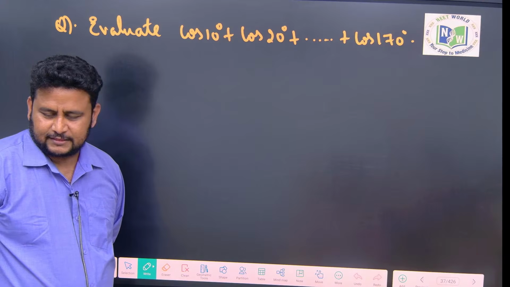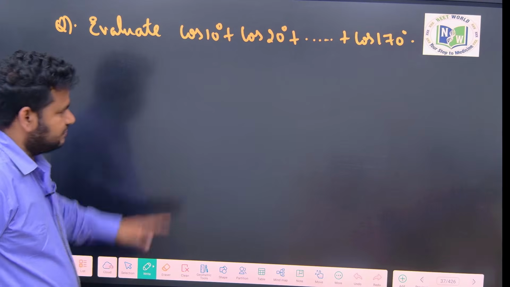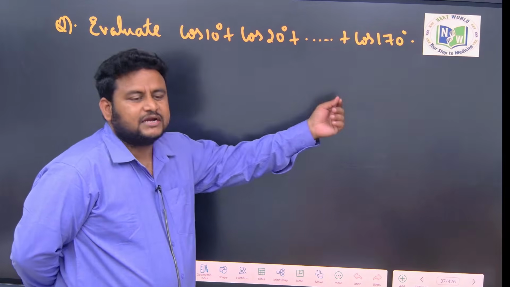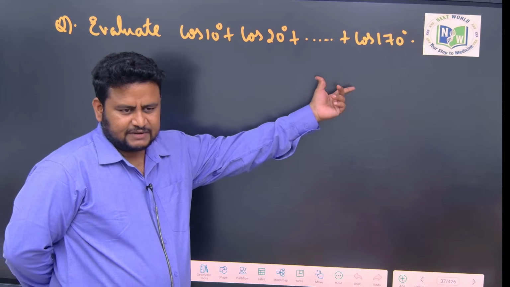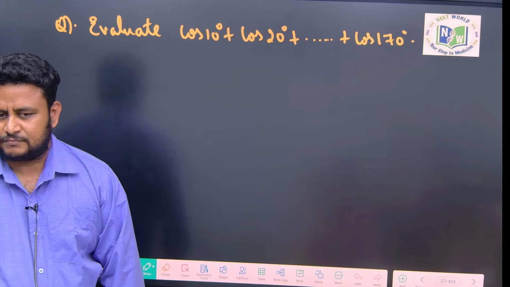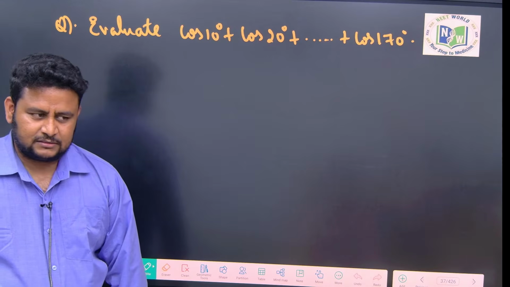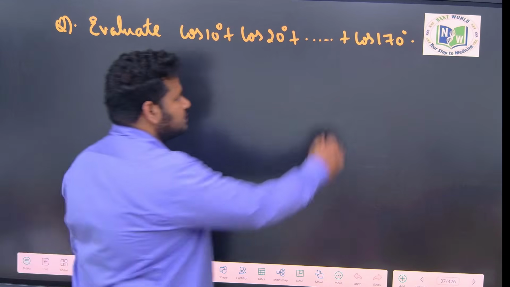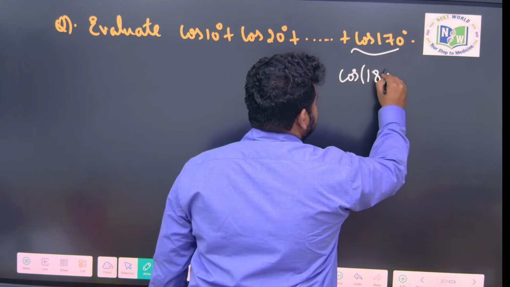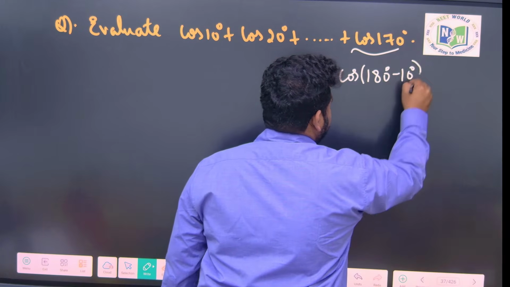Series. Think. So let us solve. See here, cos 10 degree is given, cos 170 is given. For me, I have to look at the bigger value. Okay, the bigger value is what? 170. So 170 degree can be written as what? 180 minus 10. So that is 180 minus theta. So cos 170 can be written as cos of 180 minus 10 degree.